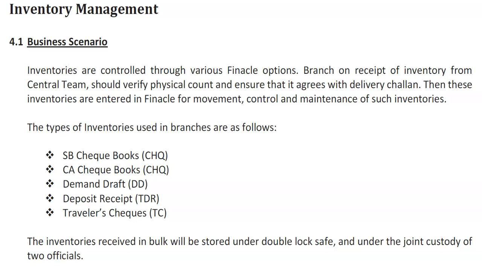So whenever a branch requests inventory, checkbooks, demand drafts, the request goes to the central office and from there to the printing department. As per the indent of the branch, the printing department gets those checkbooks and demand drafts printed as per the branch. The branch name is also included. So those checkbooks are printed as per the demand of the branch, and it is dispatched to the branch.